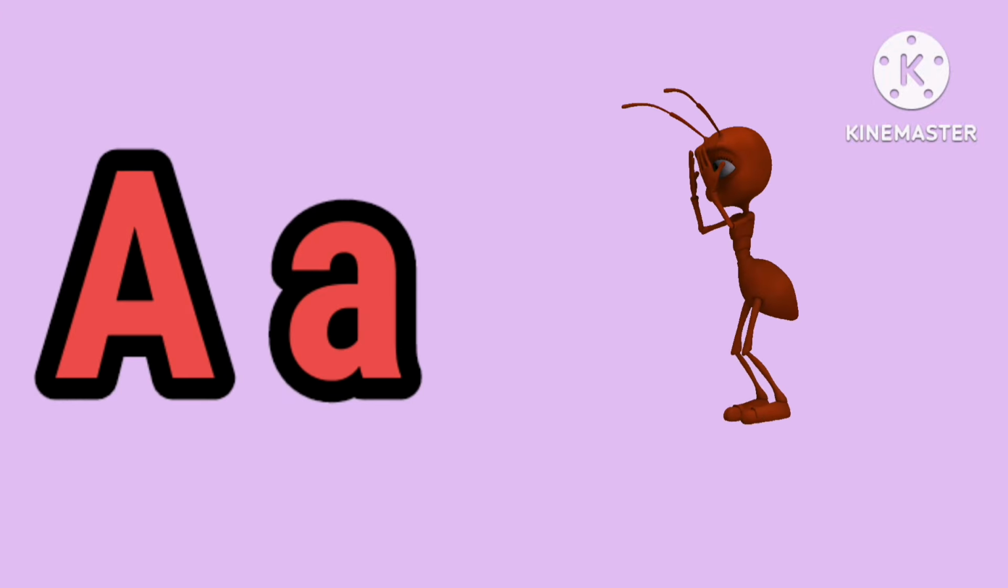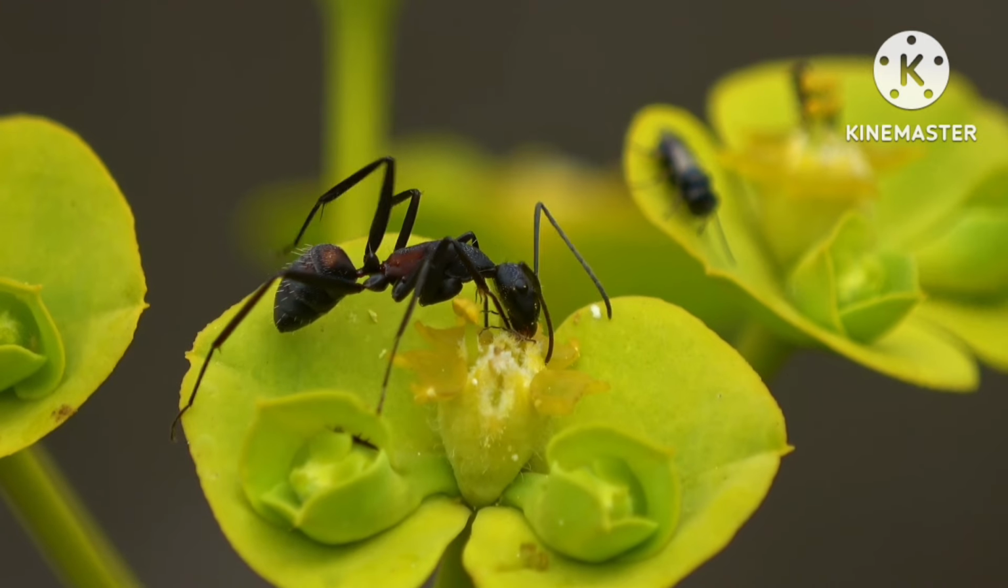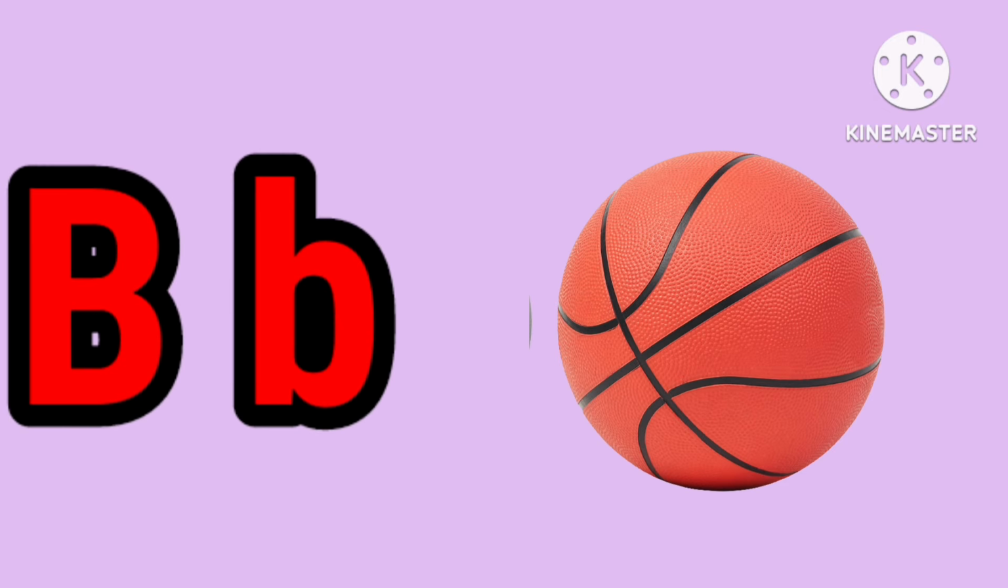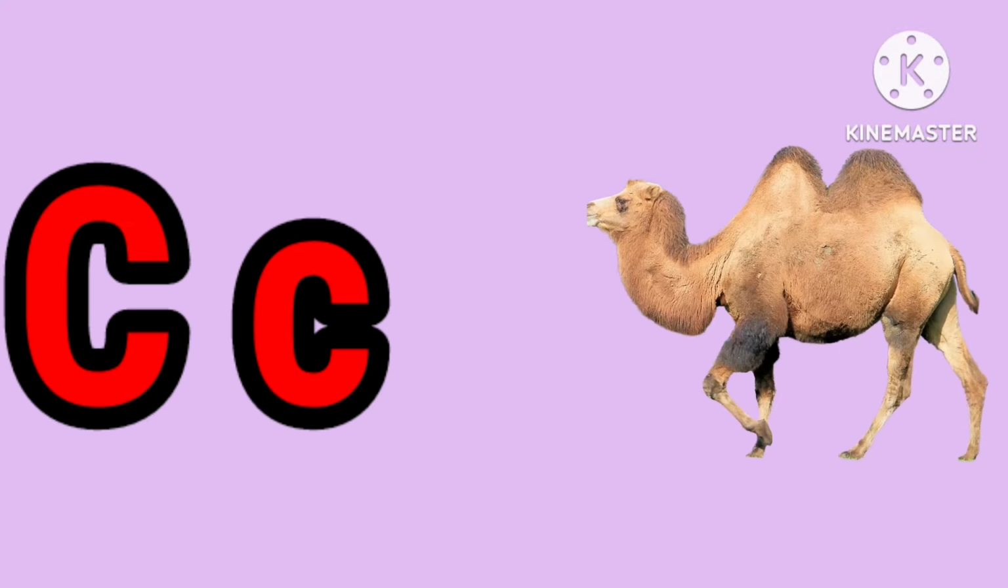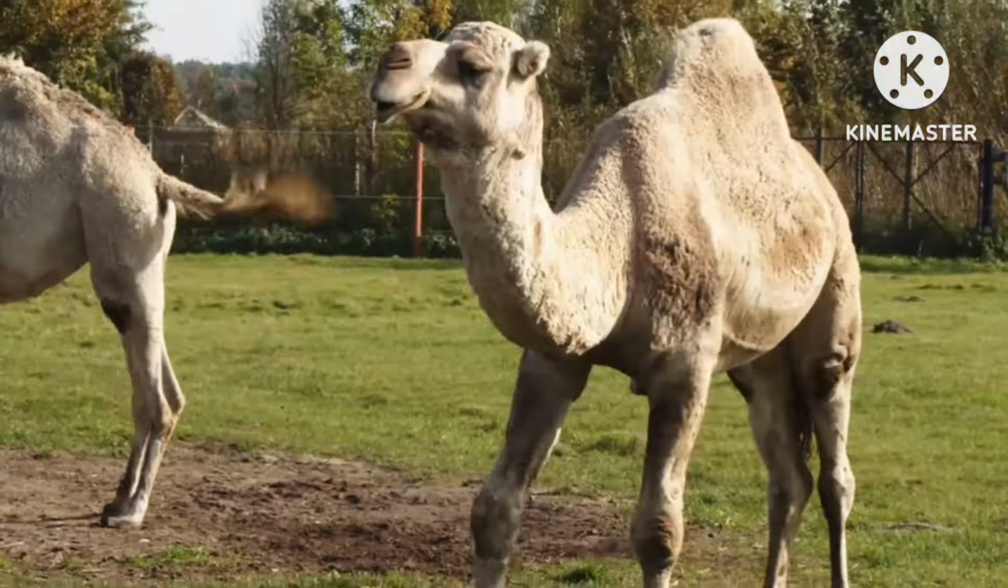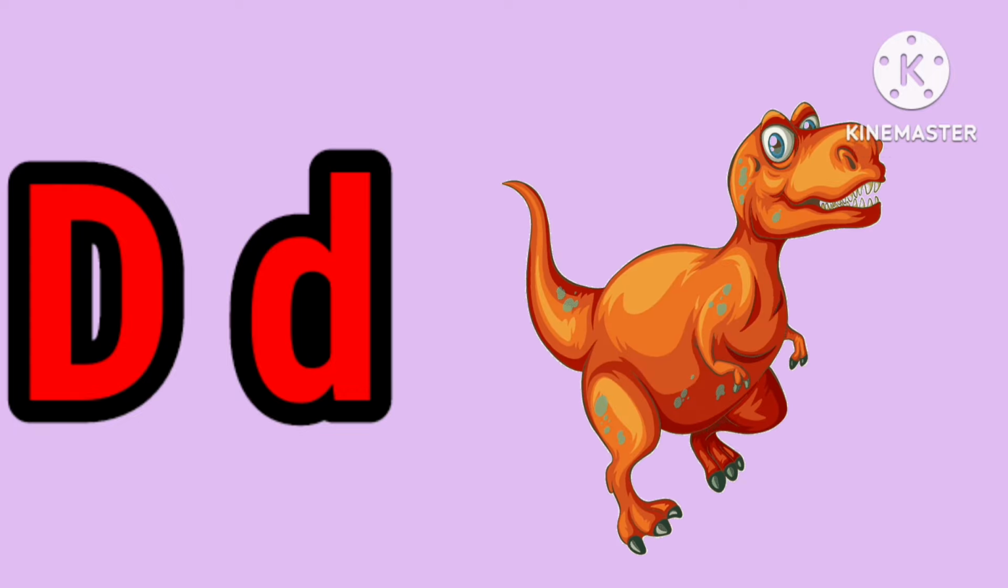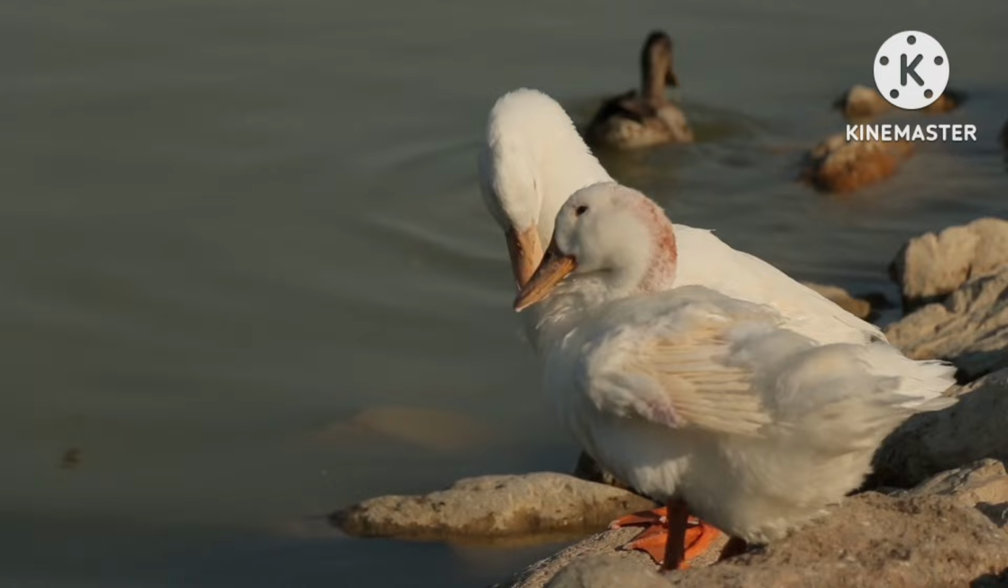A for apple, A, A. B for bat, B for ball, ba ba ba. C for cow, C for camel, ka ka ka. D for duck, D for dinosaur, da da da.